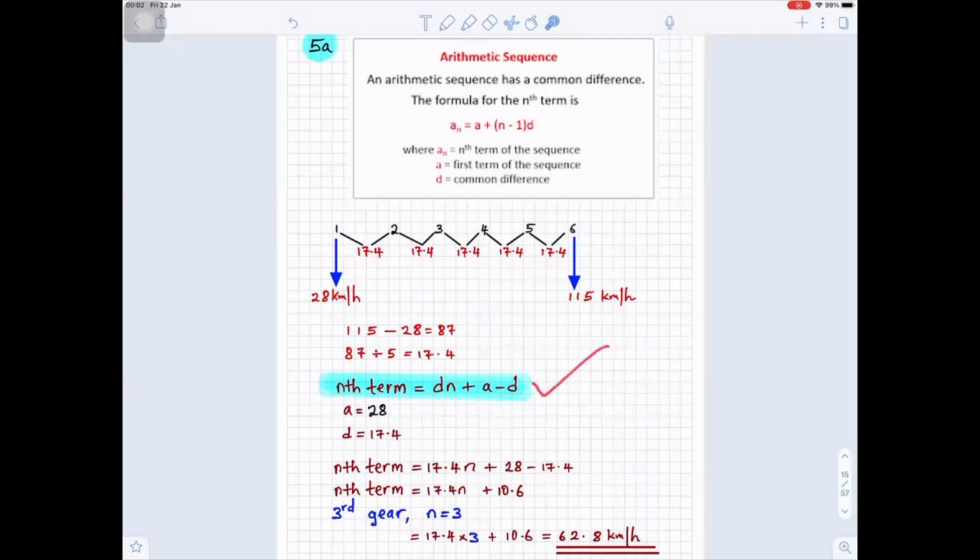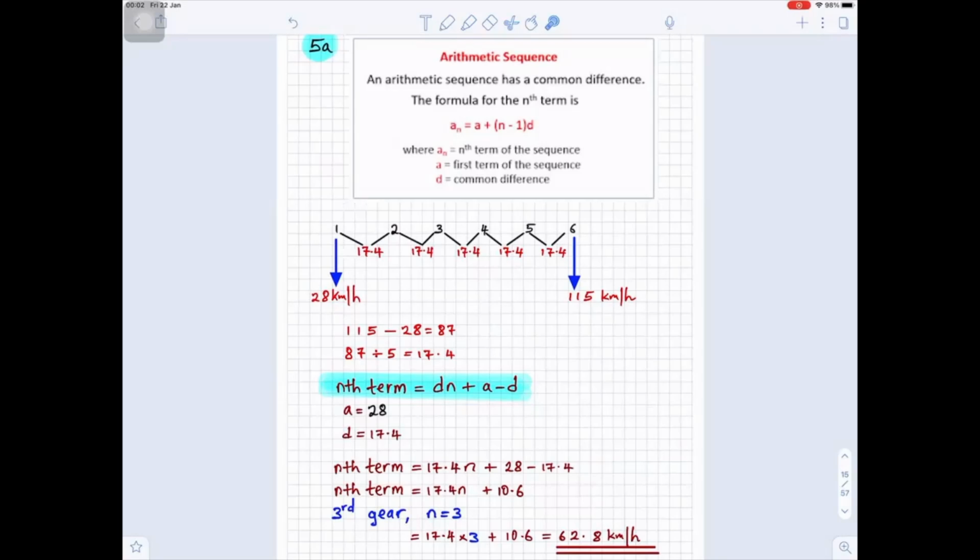Now we use this formula for the nth term, dn plus a minus d. The formula is the same as this one, I've just rearranged it slightly differently. A is the first term, which is 28. The difference is 17.4, and there's an n term, plus A is 28 and D is 17.4. So that will give us 17.4n plus 28 minus 17.4, which gives you 10.6.